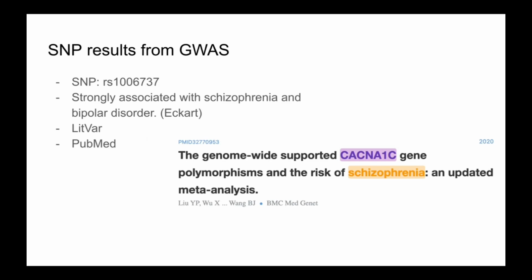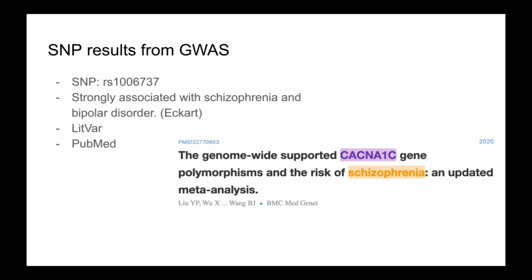The SNP, or single nucleotide polymorphism, in the CACNA1C gene is known as RS1006737. Genome-wide association studies have repeatedly identified this SNP, which is in intron 3 of the gene, to be strongly associated with schizophrenia and bipolar disorder. LitVar is a program that provides an accurate search of variants and related information from human-related biomedical literature.